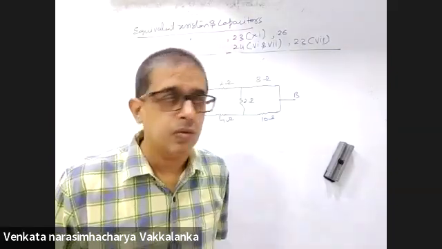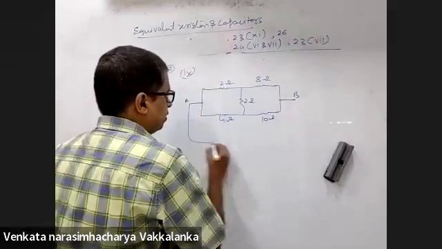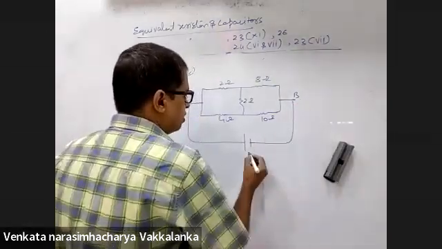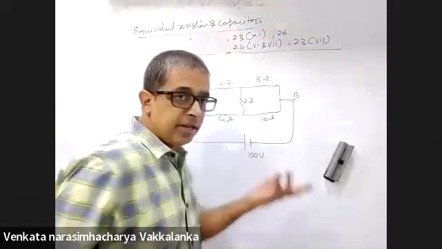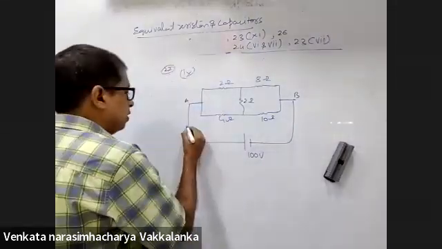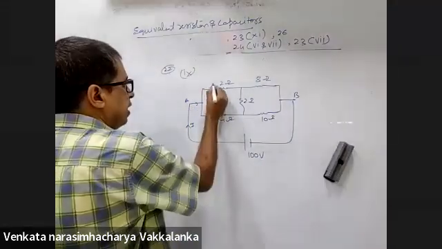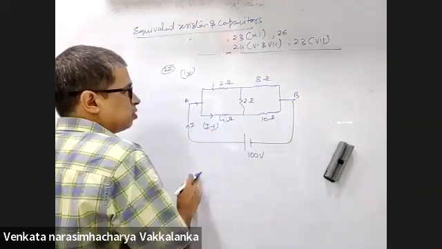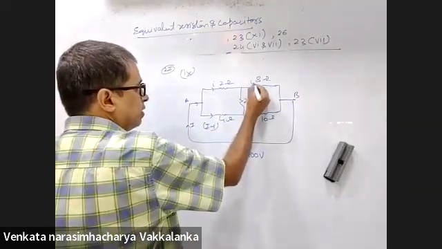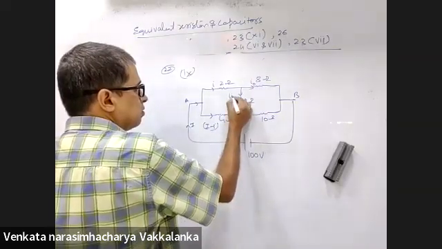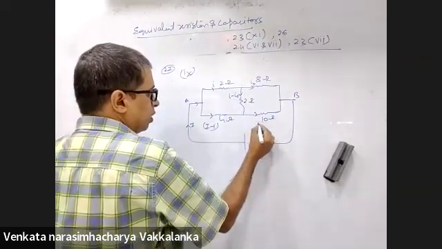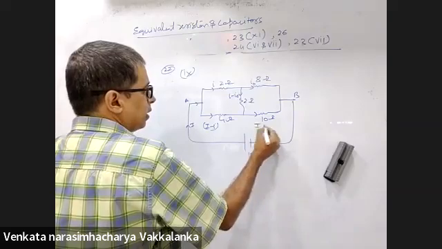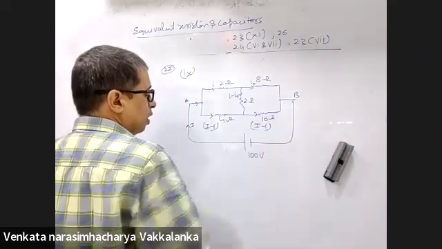KVL. I take this to be 100 volts. You can take anything. Capital I, I take it as small I. This will be capital I minus small I. Now I take this as I naught. This will be I minus I naught. This will be capital I minus small I.